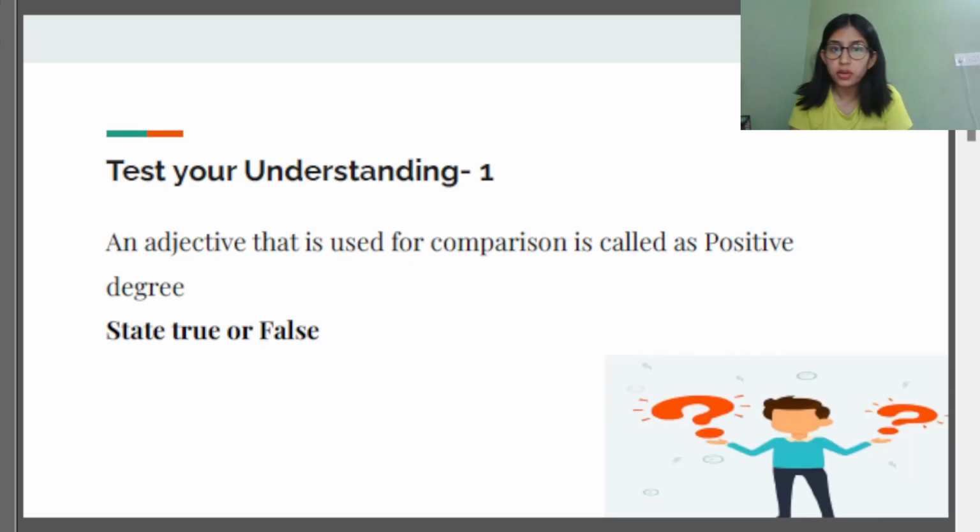Now you will be testing your understanding. An adjective that is used for comparison is called a positive degree. Is it true or false? You will give your answers in the chat box. I have just explained what an adjective is and whether a positive degree is used to make a comparison or not. You will state true or false in the chat box. I will give you 2-3 seconds to think about that.